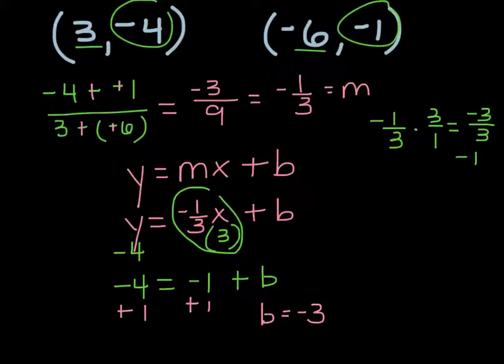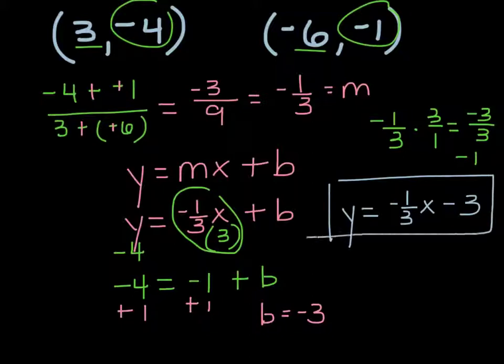Okay, so now my last step is just to write the equation. I have y equals, well, my slope I figured out was negative 1/3 x plus my y-intercept is negative 3, so I probably could have just written negative 1/3 x and then minus 3 for my y-intercept.